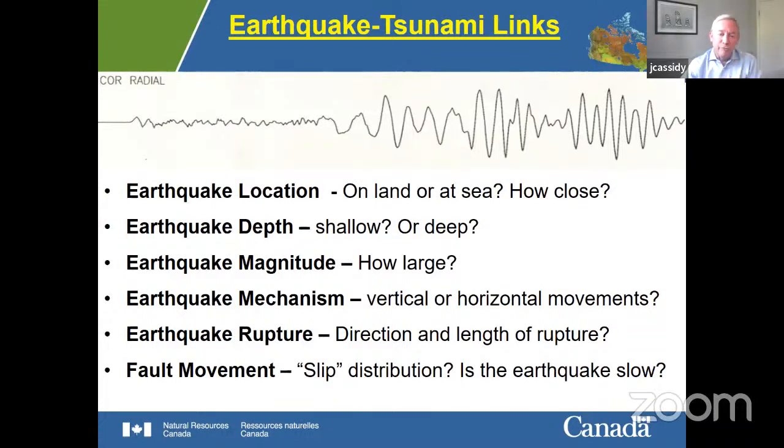And what sort of movement on the fault? Was there a vertical movement associated, or was it a horizontal slipping? The earthquake rupture, was it a 500 kilometer or 100 kilometer or 1,000 kilometer rupture? Again, that is very important for the tsunami generation. And the slip distribution: how was the energy released along this fault at the time of the earthquake?